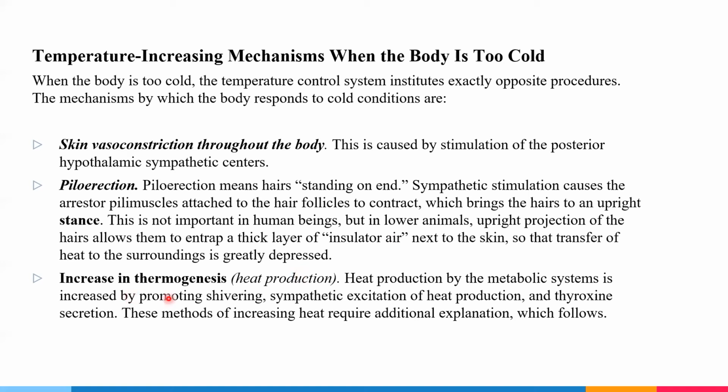Next is increasing thermogenesis or chemical heat production. Heat production by the metabolic systems is increased by promoting shivering, sympathetic excitation of heat production, and thyroxine secretion.